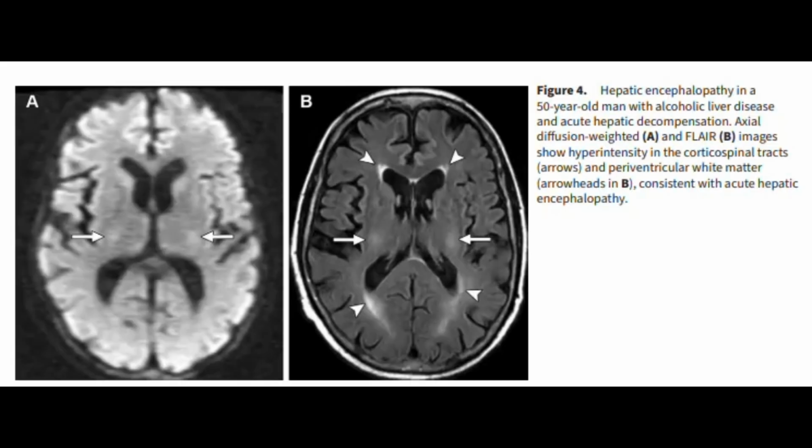Moving on, hepatic encephalopathy. This links the liver back to the brain. Right. This happens when the liver is severely damaged, often from alcoholic cirrhosis, and can't filter toxins properly. Things like ammonia and manganese build up and affect brain function. It can actually be reversible sometimes.